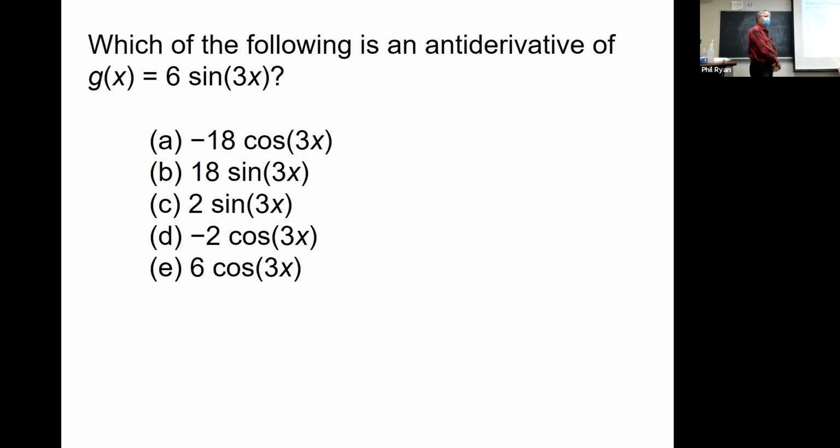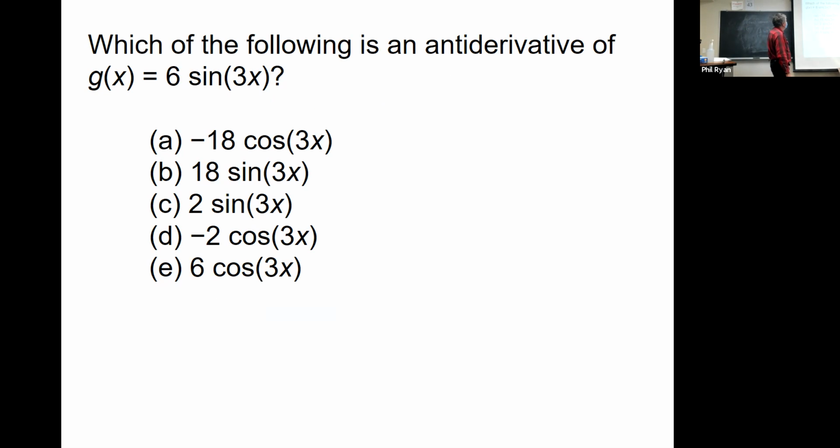Okay, so this is going to be a little bit of a memory test for you. Antiderivative of 6 sine 3x. Why are B and C wrong? It's not cosine. Yeah, it's not cosine. We know that the antiderivative is right.